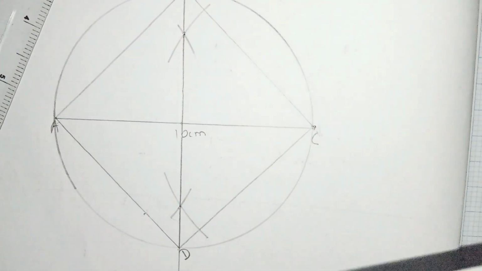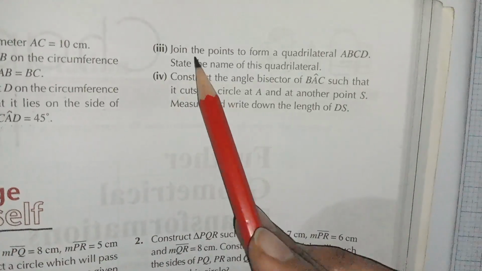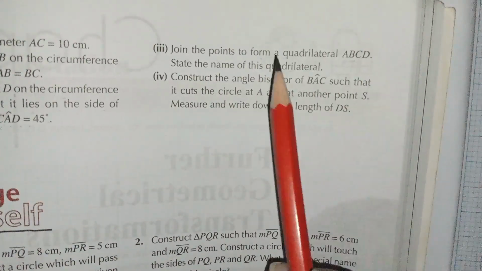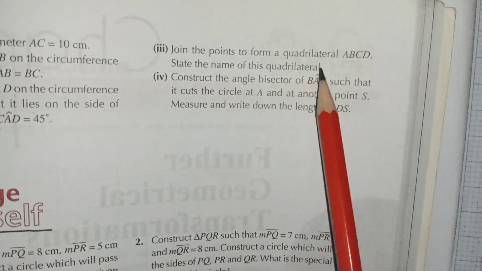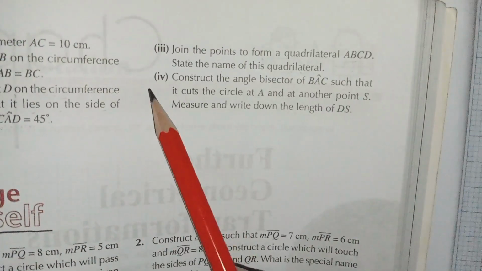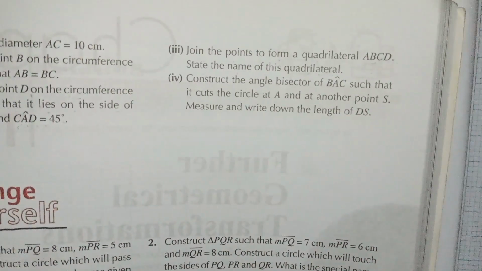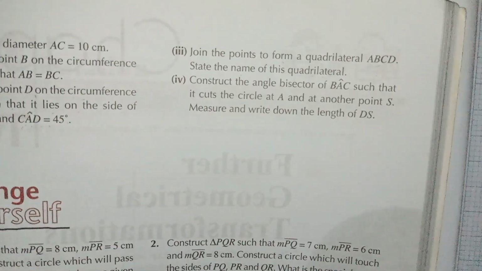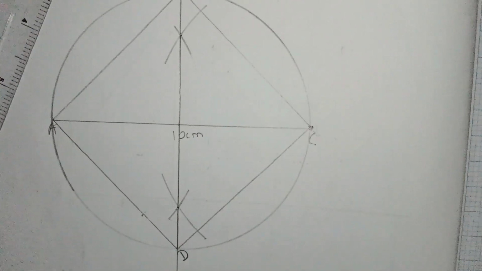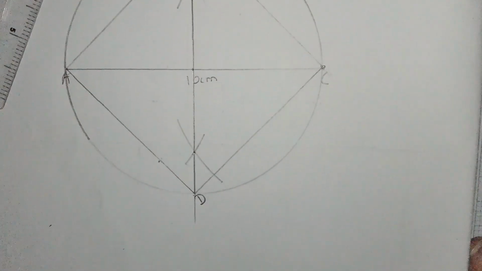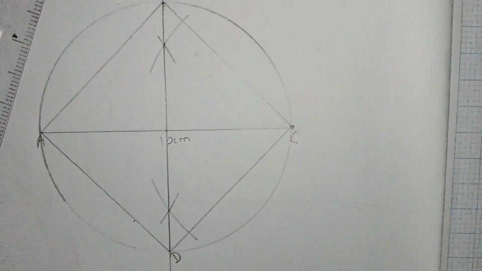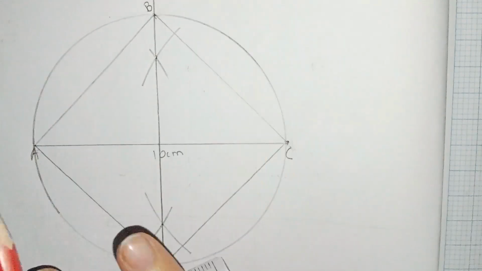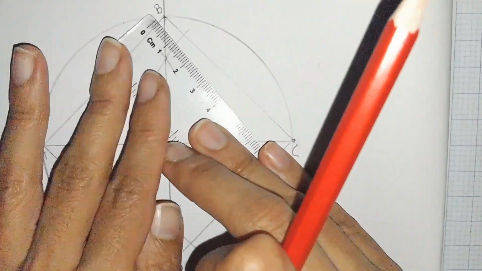Now students, in part number 3, join the points to form a quadrilateral ABCD. State the name of this quadrilateral. I join the points A, B, C and D, and now the name of this quadrilateral is, now students, this is the quadrilateral and you can see this is a square. This quadrilateral is a square.